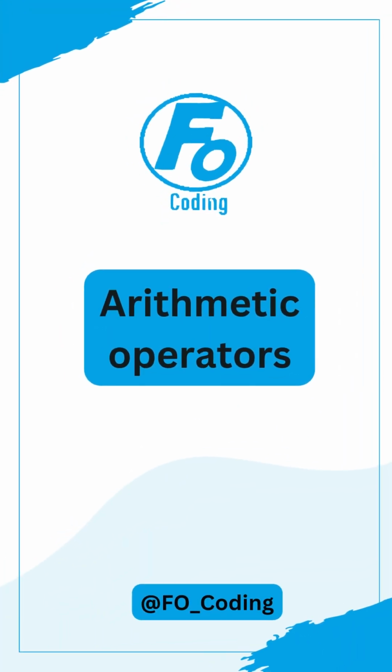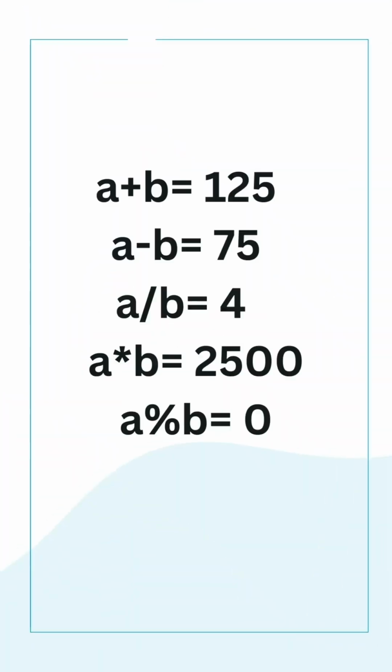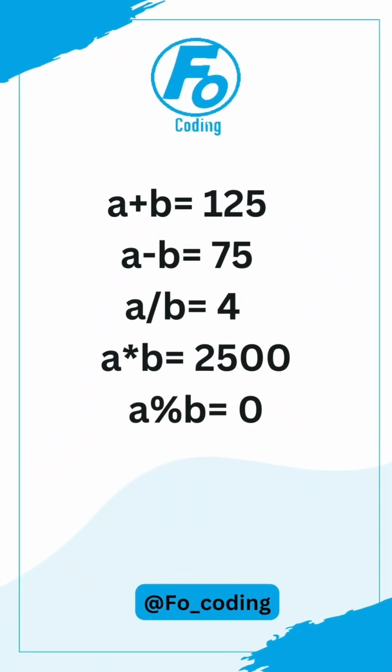Arithmetic operators. For addition, we use the plus symbol. For subtraction, we use the minus symbol. For division, we use the divide symbol. For multiplication, we use the multiply symbol. For modulus, we use the percentage symbol. This is the output of this code.